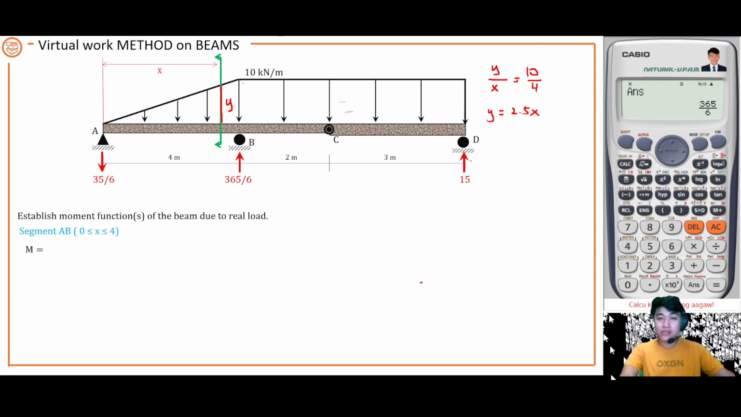Now let's take the moment of this triangular load towards this cutting section. Of course, first is 35 over 6 counterclockwise, so 35 over 6 times x. And this will also give you a counterclockwise rotation, which is negative 1/2 of the height, 2.5x. I guess we should use fraction form.